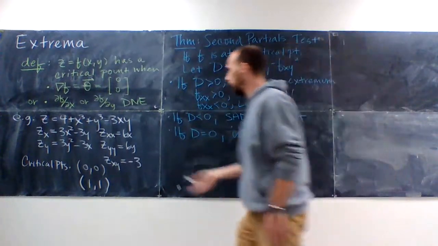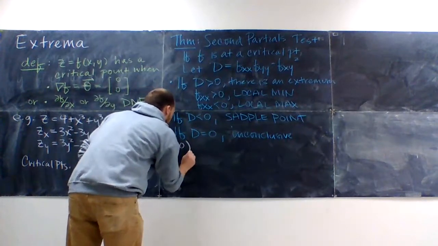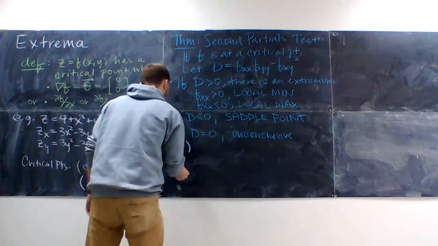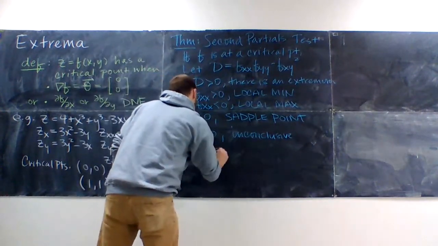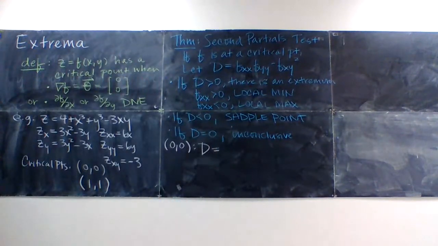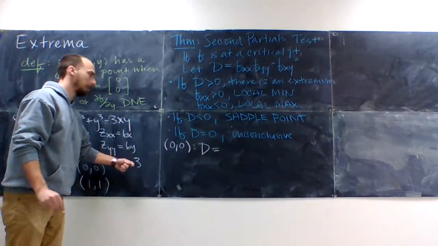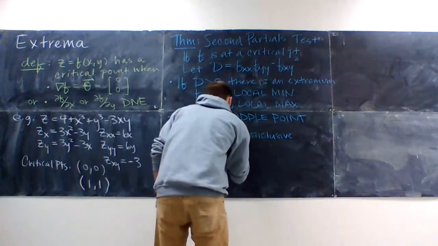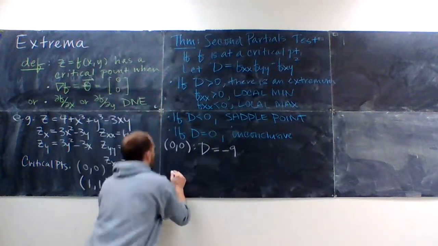So I'm just going to go in here, and let's just talk about the point 0, 0. Okay, this d number is going to be, okay, fxx is going to be 0, 0, minus 9. So d equals -9. I kind of take a step back. If d is negative, I'm at a saddle point. Okay.